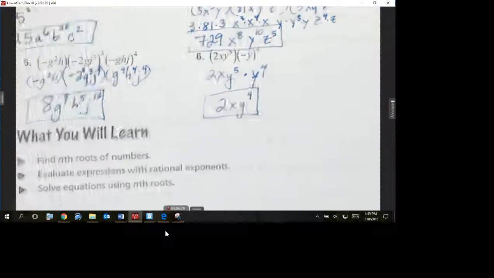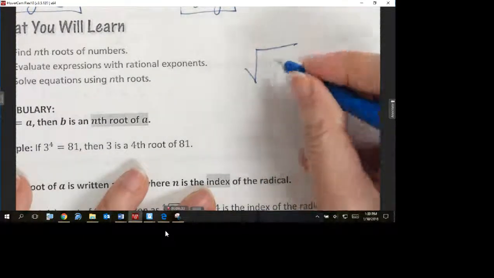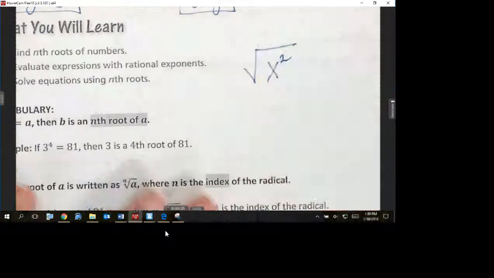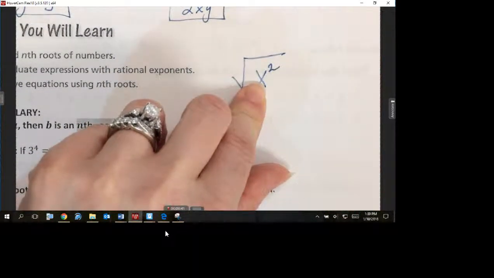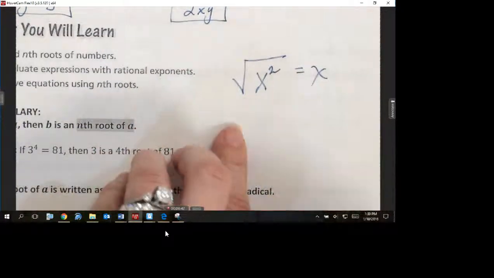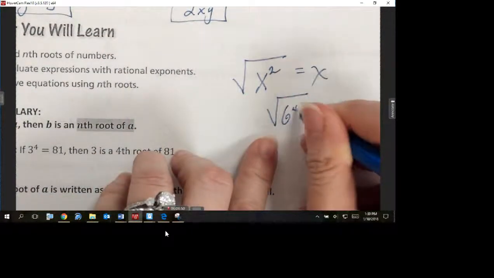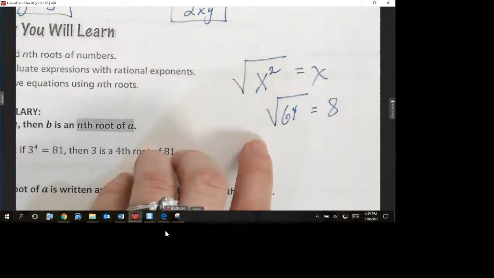A square root would be when you find what multiplied by itself gives you this number underneath. So what times itself gives us x squared? What times itself gives us 64? 8. Those are square roots.